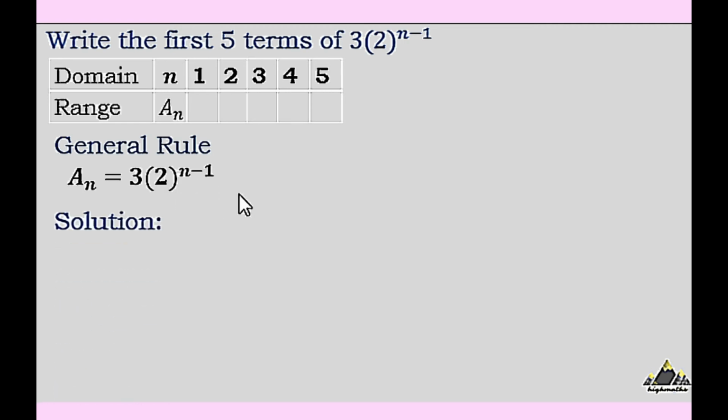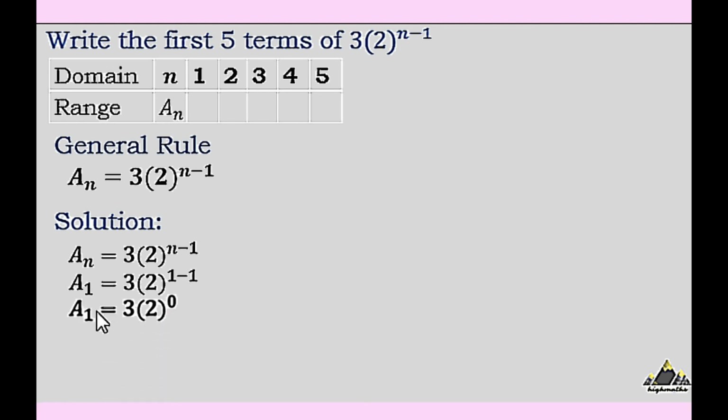So, if we solve for the first term, substituting 1 to the variable n, we have a sub 1 equals 3 times 2 raised to the power of 1 minus 1. Solving first our exponent, 1 minus 1, we have a sub 1 equals 3 times 2 raised to the power of 0. And by laws of exponent, any number except 0 raised to the power of 0 is equal to 1. So that means we have 3 times 1. And we obtain a sub 1 equals 3. Our first term is 3.